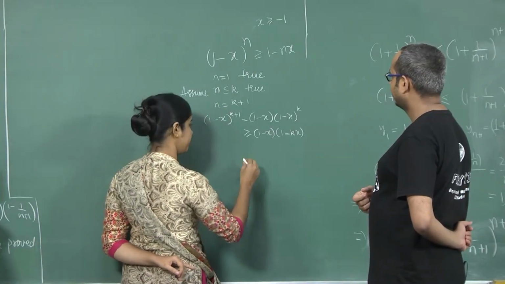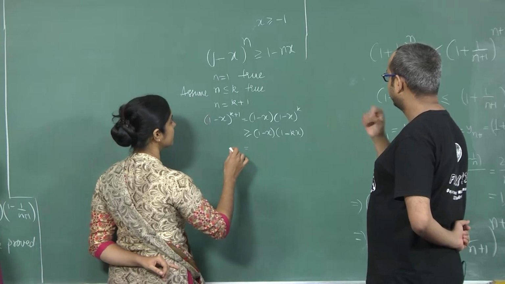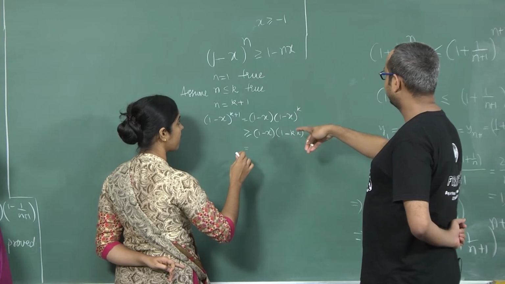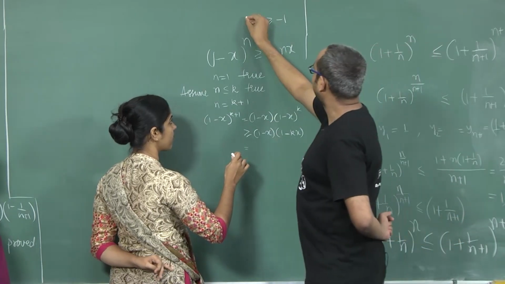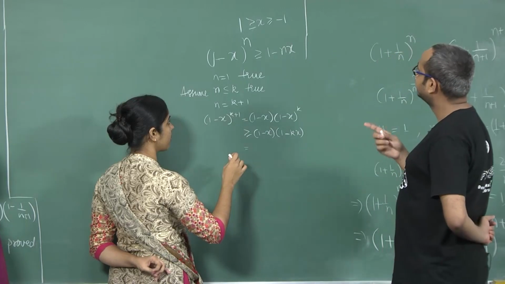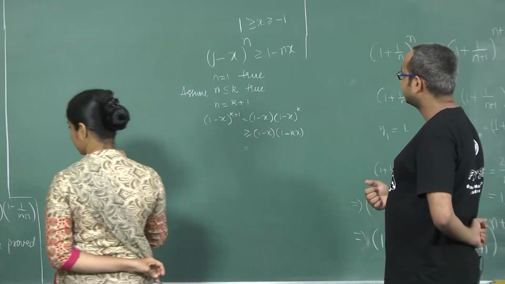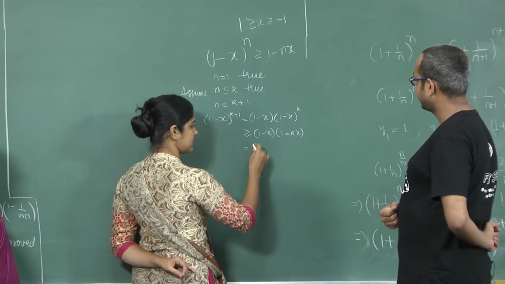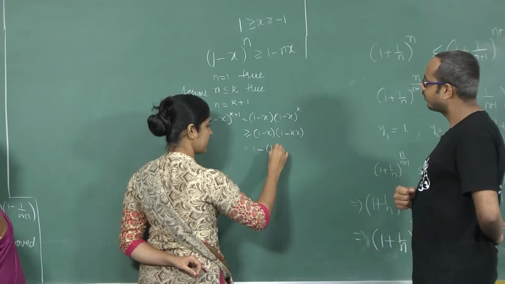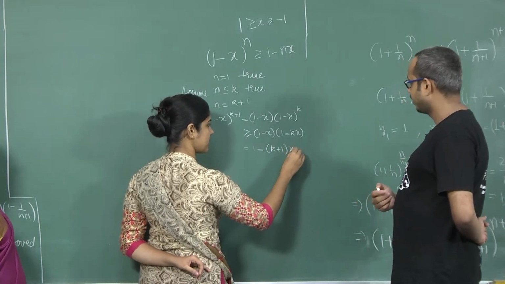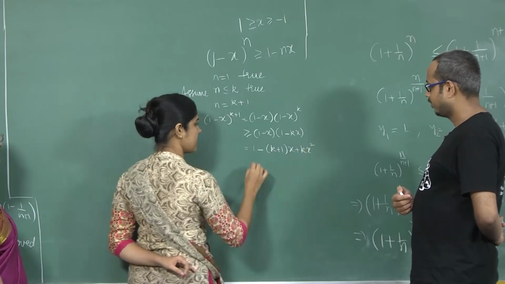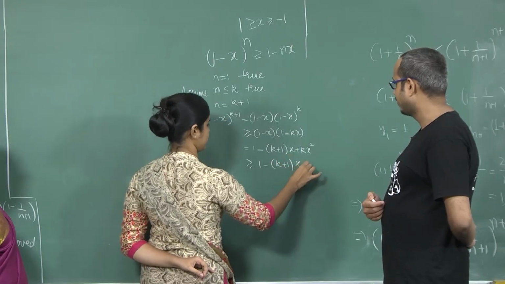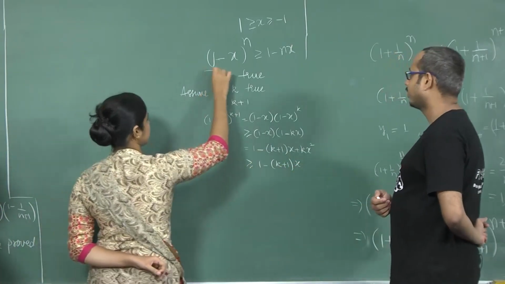Only then will all this hold. And x less than or equal to 1, so 1 minus x must be positive. It is all right. So this is equal to 1 minus (k plus 1) into x plus kx squared. This is greater than or equal to 1 minus (k plus 1) into x. So we have proved this by induction.